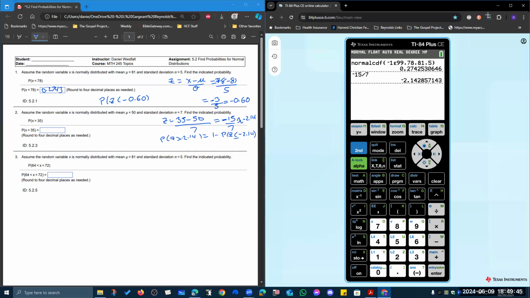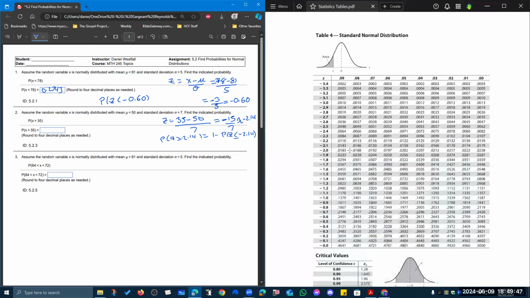So let's find -2.14. 2.1, 0.04, it's right there. 0.0162. And so this is 0.9838.